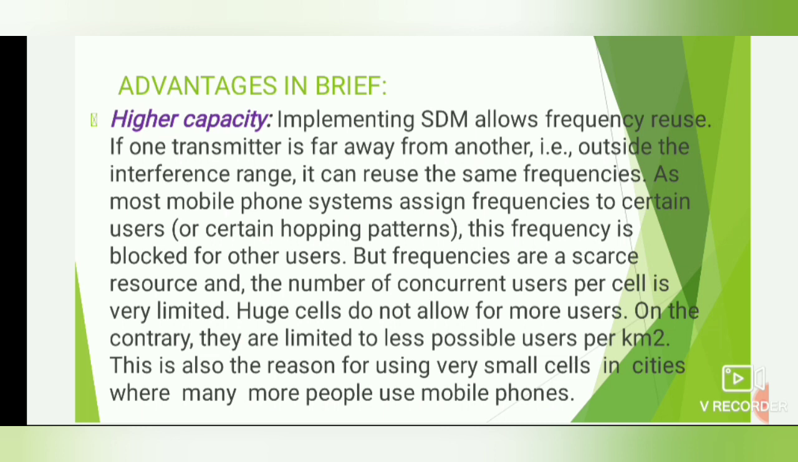Implementing space division multiplexing allows frequency reuse. If one transmitter is far away from another, that is, outside the interference range, it can reuse the same frequency. As most mobile phone systems assign frequencies to certain users, this frequency is blocked for other users. But frequencies are a scarce resource and the number of concurrent users per cell is very limited. So, huge cells do not allow for more users. This is the reason for using very small cells in cities where many more people use mobile phones.